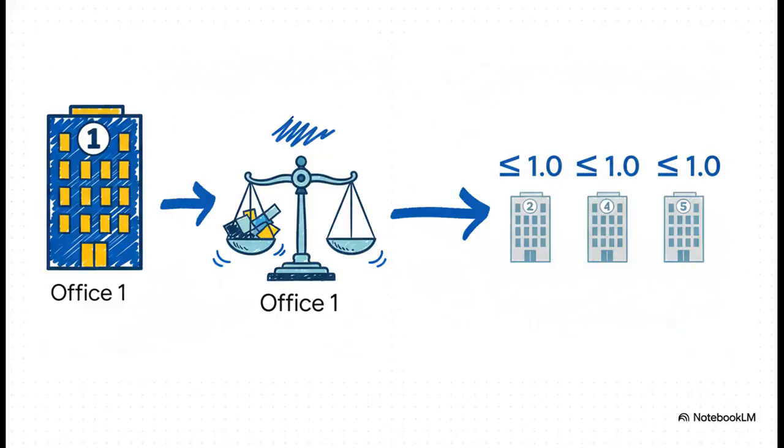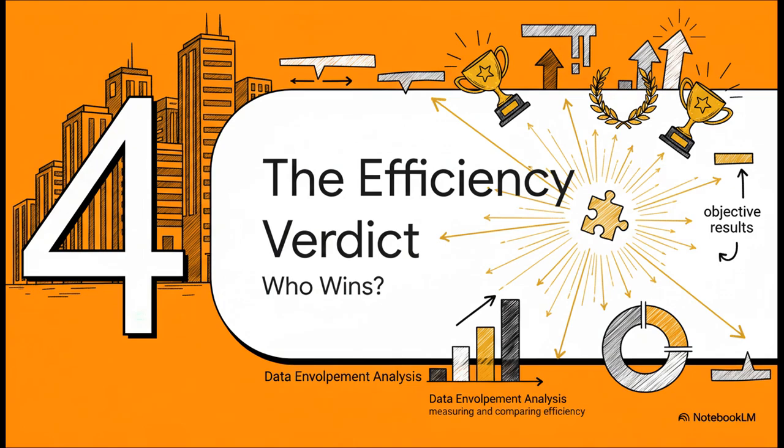Let's make that super concrete. Imagine it's Office 1's turn to be evaluated. It plays with the numbers and finds the absolute best weights for itself. But for those weights to be considered valid, we have to check them against everyone else. So when we apply Office 1's chosen weights to Office 2's data, the score we get has to be 1.0 or less. Same for Office 3, same for Office 4, and so on. It's this constraint that keeps the whole system honest. So, after every single office gets a turn to solve this little puzzle to maximize its own score while playing by the golden rule, we get our final, totally objective results.